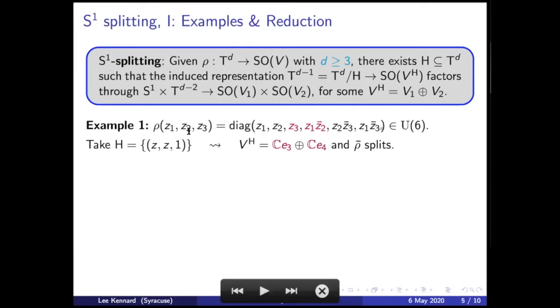Quickly, I wanted to point out that a simpler attempt would be to take H to be, for example, the first circle factor. It's the first thing you try maybe, but you can see that that doesn't work because the fact that Z1, Z2, and Z3 are all tangled together means you have to be a little more clever with your choice.